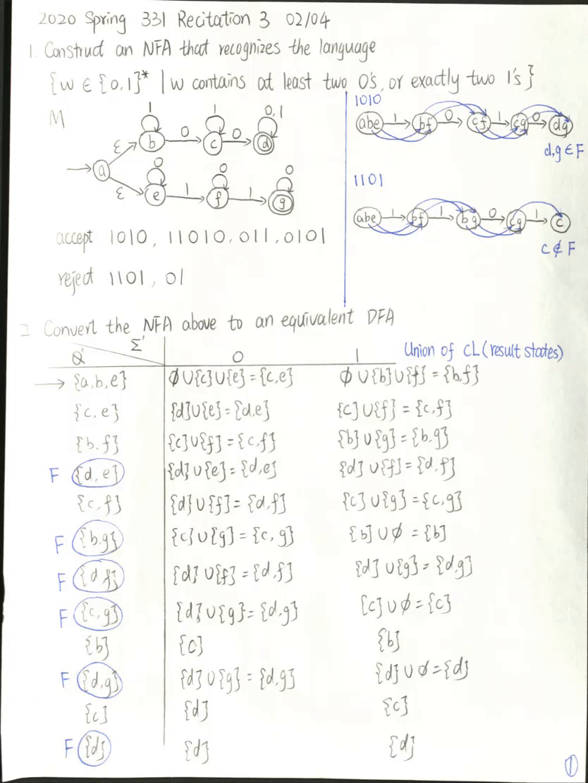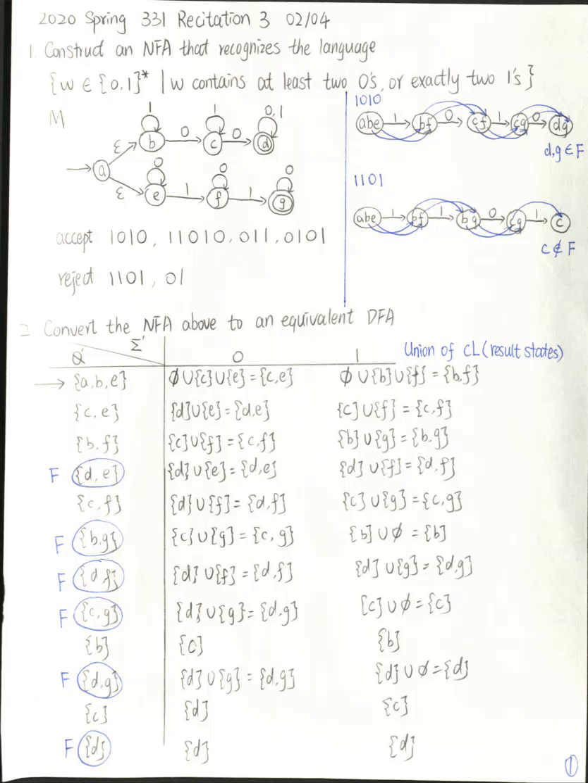For example, the last state is D. From D, after consuming a single 0, I stay at D and take the closure of D, which is still D. And after reading a 1, I also stay at D and take the closure of D, still D. And there's no new states left in the left column. So that's the end of the computation.